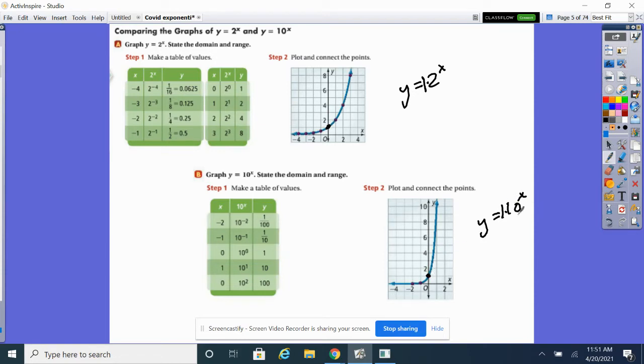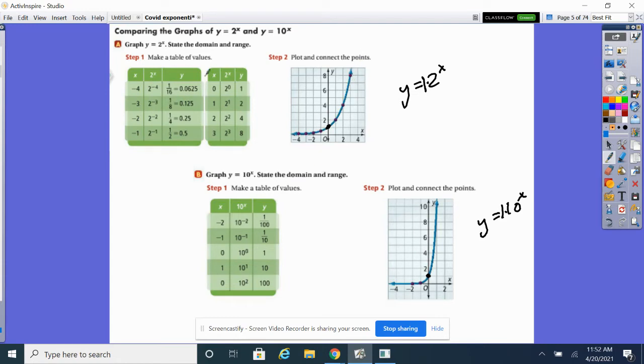Now I said 10 was a faster rate than 2. So look at how this graph looks. It's really, really steep, bigger, faster, steeper. The bigger the b value, the faster things are happening, versus 2, it's not happening as quickly, but it still is growing.